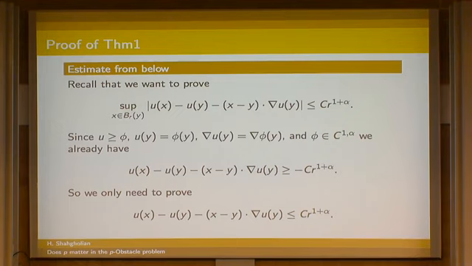Also, if you just put the function, u_x minus u_y, and use the obstacle, then you see that this is going to be larger than minus c r to the power 1 plus alpha. So this is given to you through the obstacle. So what you need is actually things from above. This is what you need to prove.